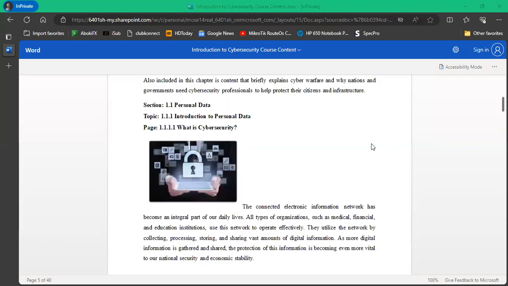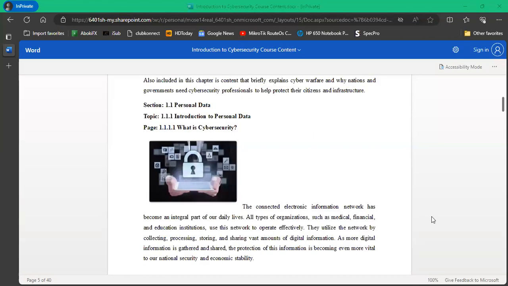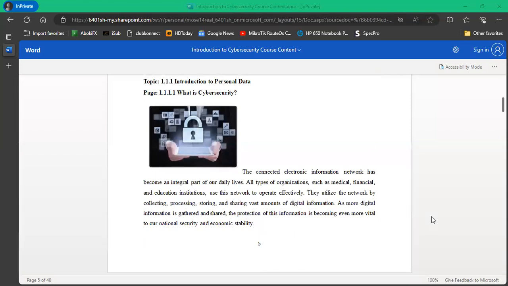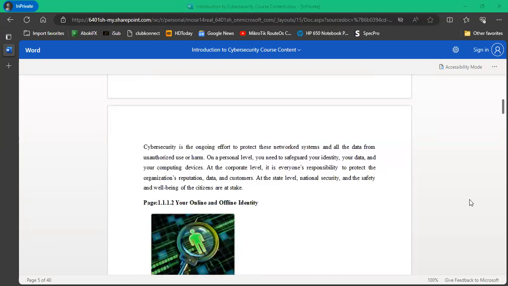Information networks have become vital to organizations such as medical, financial, and educational, and they utilize the network by collecting, processing, storing, and sharing vast amounts of digital information. As more digital information is gathered and shared, the protection of this information is becoming even more vital to our national security and economic stability.